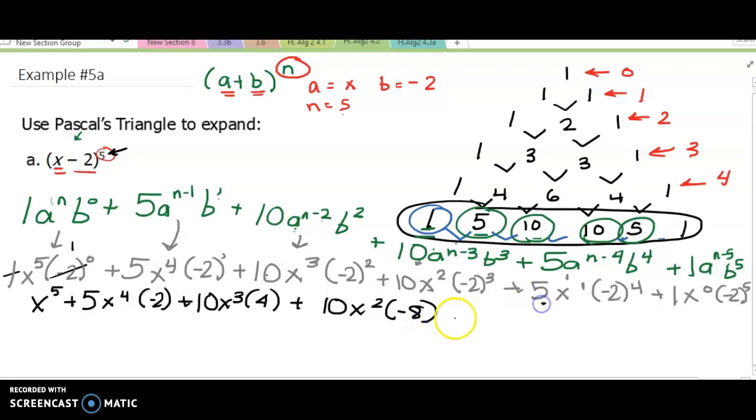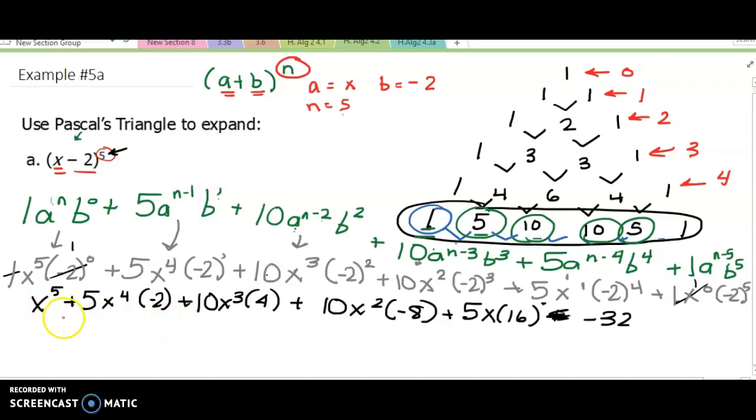Okay, now I'm on to this one. Plus 5, x to the 1st is just x. Negative 2 to the 4th would be a positive 16. And then plus a 1, x to the 0 is just 1. And negative 2 to the 5th would be a minus 32.